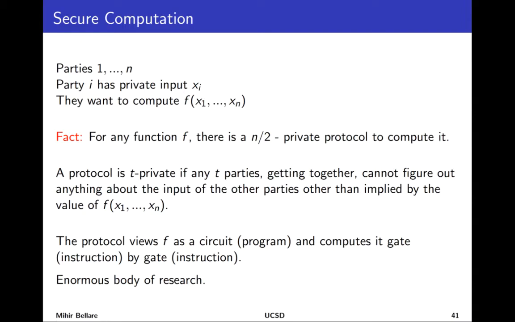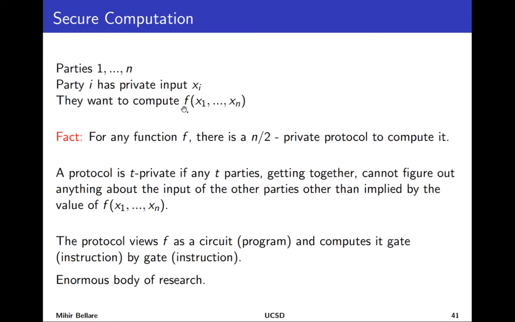The change is that this function f need no longer be the sum of the inputs. In fact, it can be completely arbitrary. So any function, and the claim is that any function can be computed privately in this way. Technically, it's what's called n/2 private. That means that it remains private even if up to half the players collude to figure out inputs of other players. But if more than half collude, it may break down.